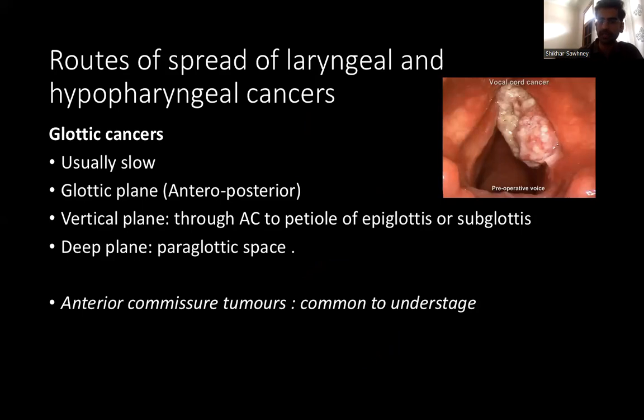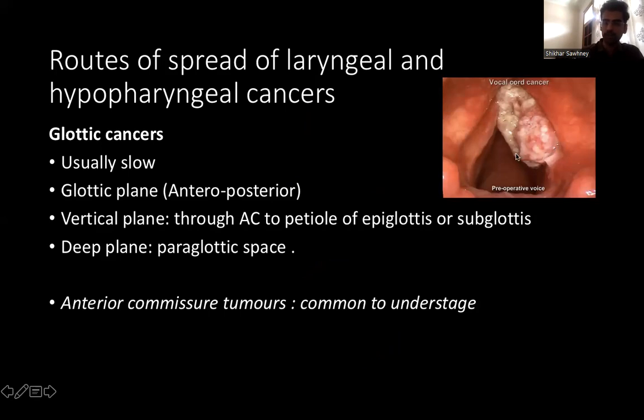Talking about the glottic cancers first, they are usually slow growing and have a predictable route of spread. They may spread in the glottic plane, that is the anteroposterior plane, or they may track superiorly or inferiorly through the anterior commissure to the petiole of the epiglottis superiorly or to the subglottic area inferiorly. They may also go laterally in a deep plane and involve the paraglottic space and the vocalis muscle.